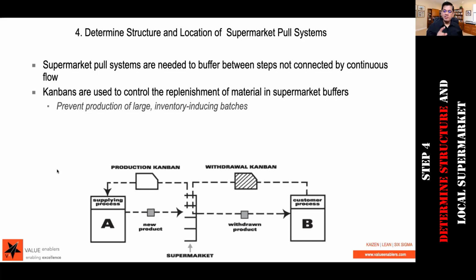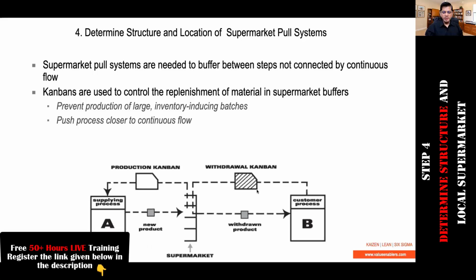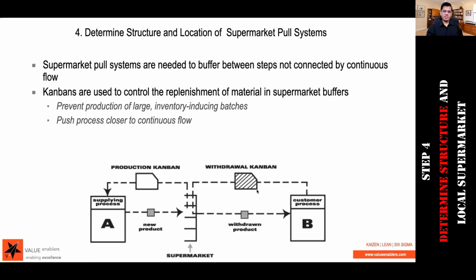I'm not telling all these rules of Kanban here. Okay. So prevent production of large and inventory, including batches. Push process closer to continuous flow. The more is the distance, the more is the disconnect in information first. And of course, more is the time taken to move.